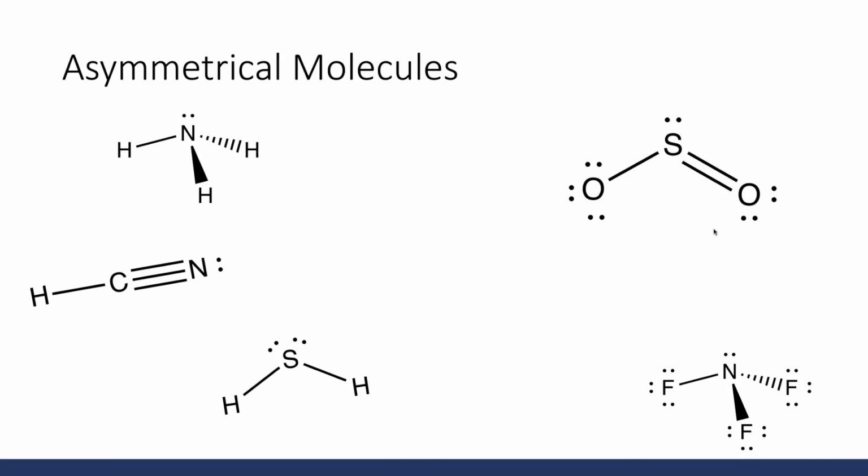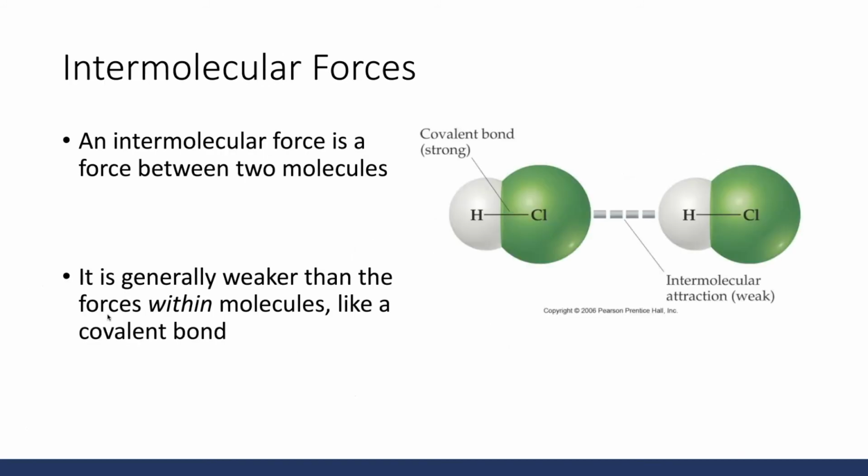HCN, well, this is a linear molecule, but why is this asymmetrical? Well, the exterior atoms are not the same. So I have a nitrogen here and a hydrogen here. So because of that asymmetry, this could be a polar molecule. And H2O. H2O is one of the most polar molecules, and it's going to lead us into our next topic.